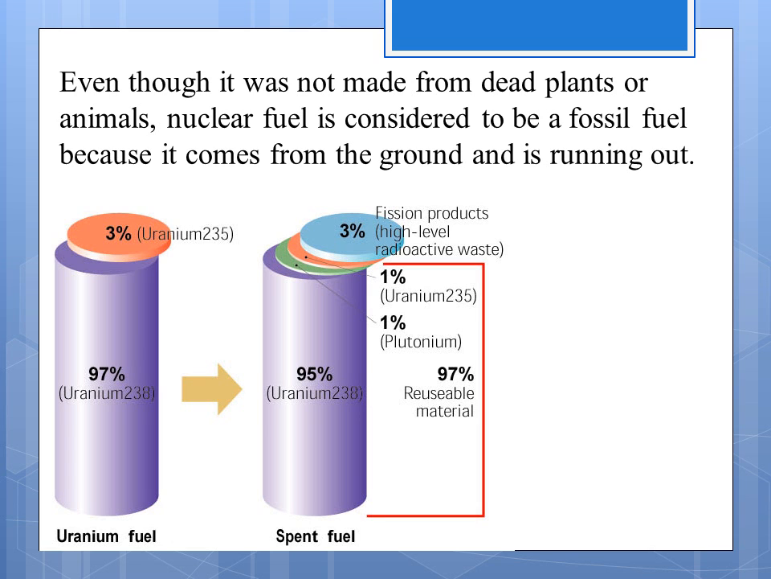And even though it's not made from dead plants or animals, nuclear fuel is also considered a fossil fuel because it comes from the ground and it's running out. Like I said, this is uranium, and as uranium is used up, it does have waste. It doesn't get used up completely, but there is a waste product right here.